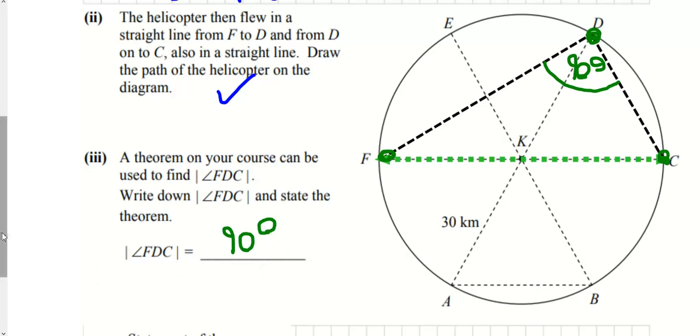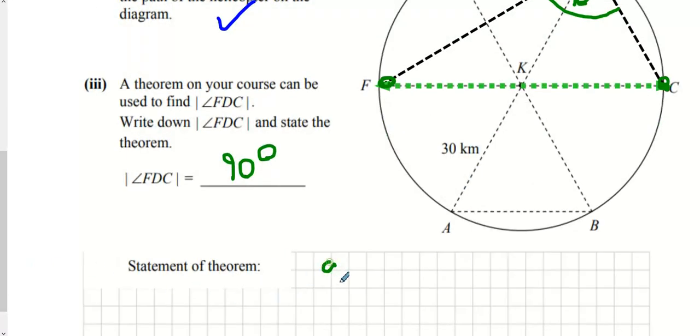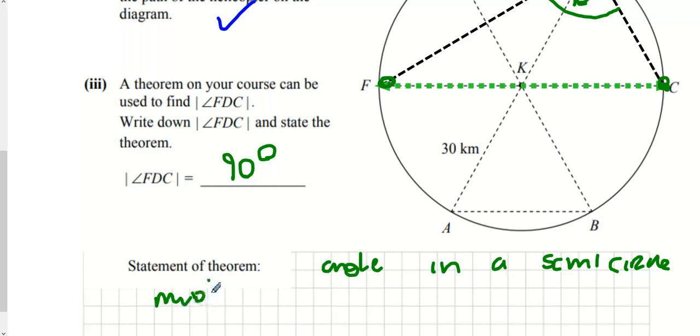State the theorem, okay? Angle in a semicircle must be 90 degrees. You could also put your own words on that. You could say if there's 3 points on a circle and two of the points make the diameter, then the angle that faces that diameter has to be 90 degrees. You can use your own words. It doesn't have to be that. Okay, moving on.